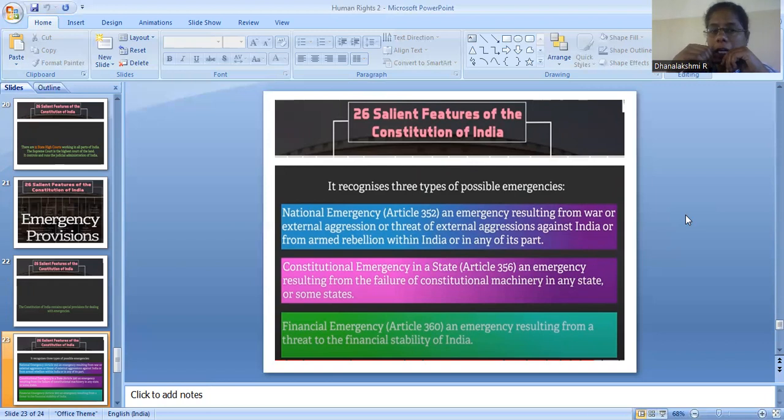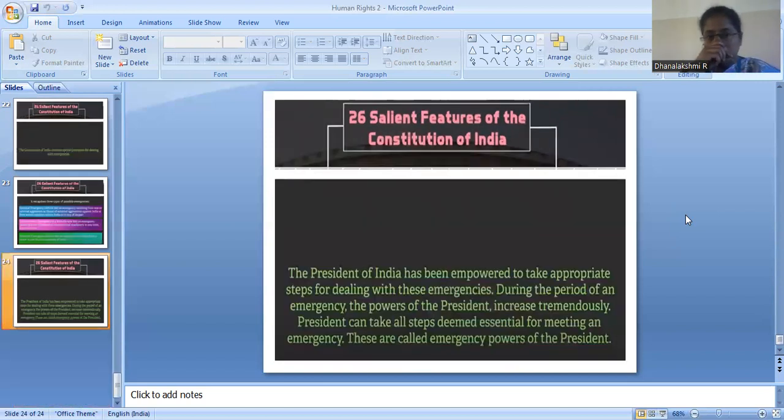Whereas the second case is constitutional emergency in a state, under Article 356, an emergency resulting from the failure of constitutional machinery in any state or some states. And the third one is financial emergency, Article 360, an emergency resulting from a threat to the financial stability of India. The President of India has been empowered to take appropriate steps for dealing with these emergencies. During the period of an emergency, the powers of the President increase tremendously. The President can take all steps deemed essential for meeting an emergency. These are called emergency powers of the President.